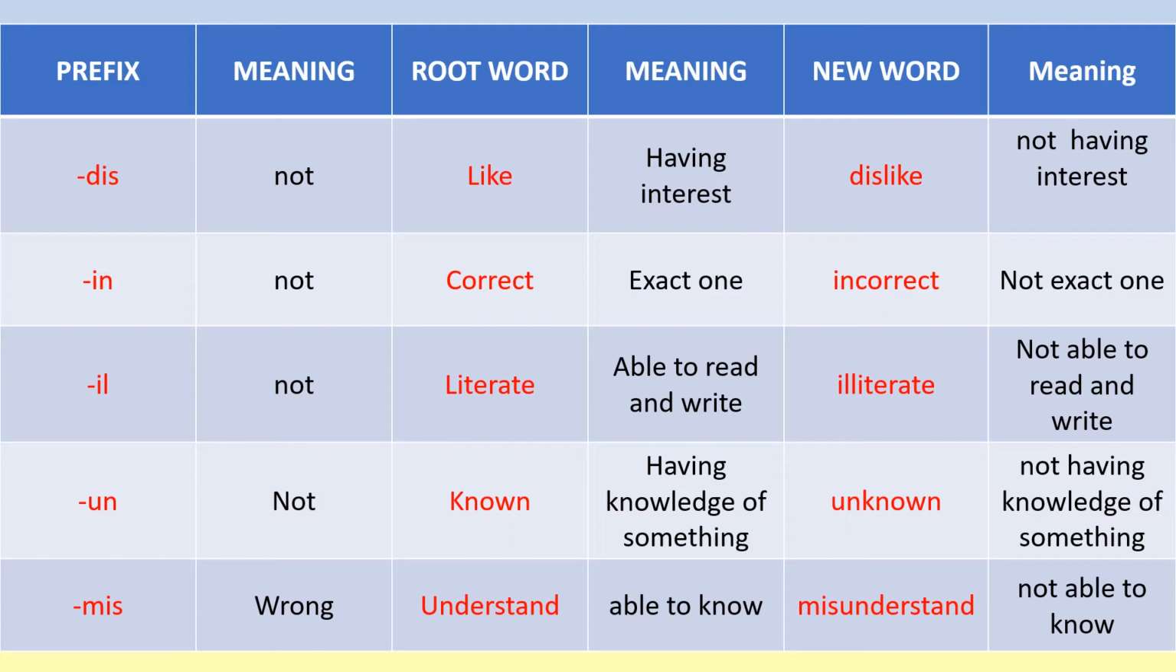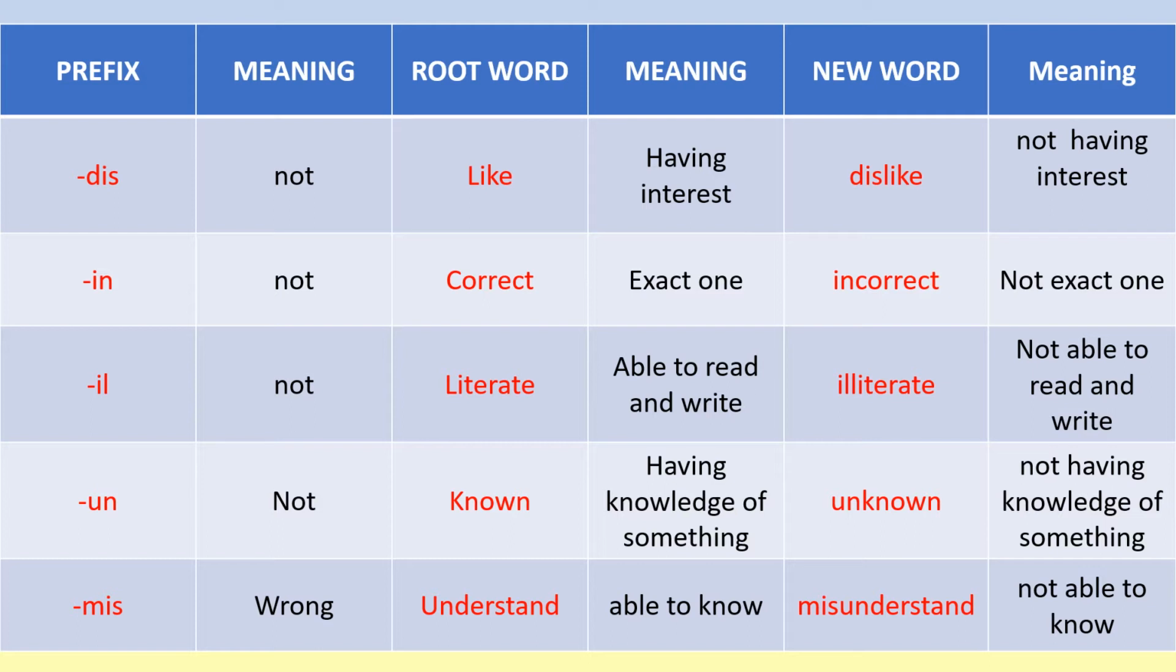Likewise, the fourth one, un is a prefix, root word known and a new word unknown. So, here root word meaning having knowledge of something. New word meaning not having knowledge of something.